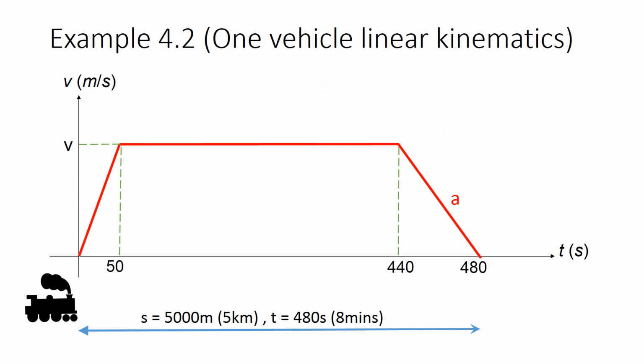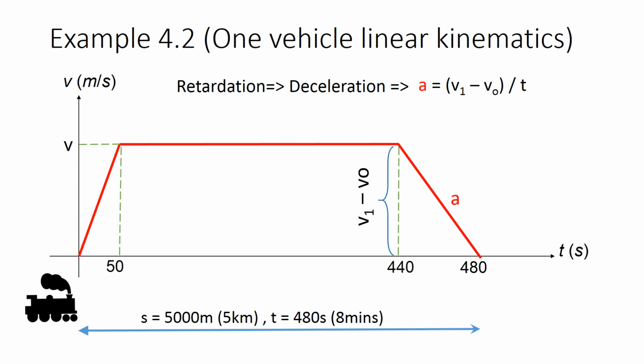Next, the question asks for the retardation during the last stage of motion, which is from 440 seconds to 480 seconds. So, retardation, basically, is the gradient that we are supposed to find. Retardation is also equivalent to deceleration. Regardless of the words that we use, we will still apply the acceleration formula. A is equal to final velocity minus initial velocity over time taken.